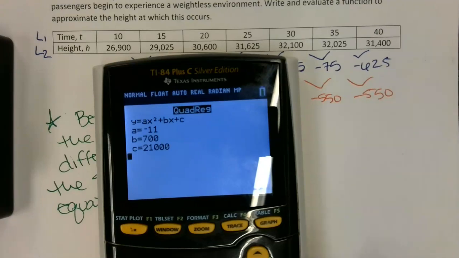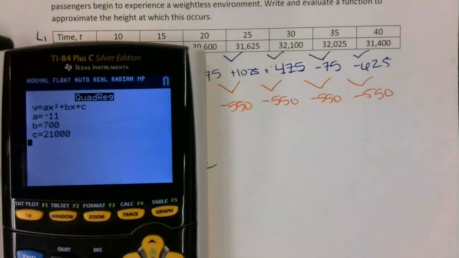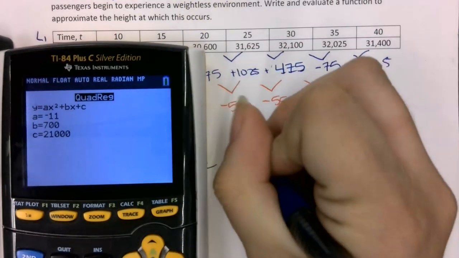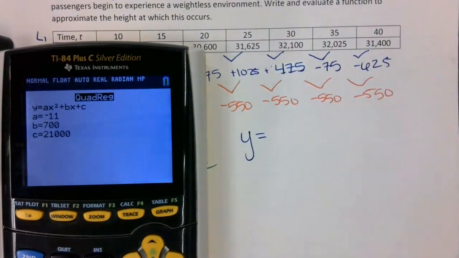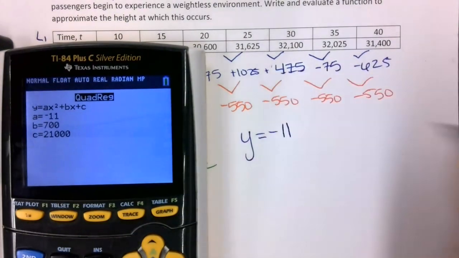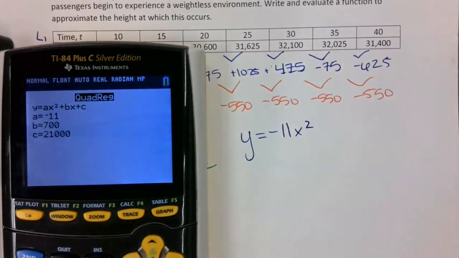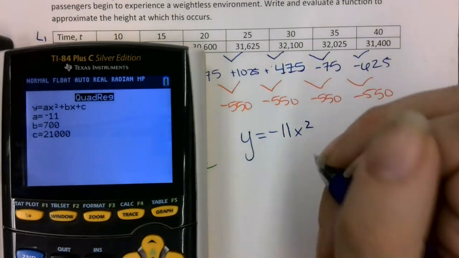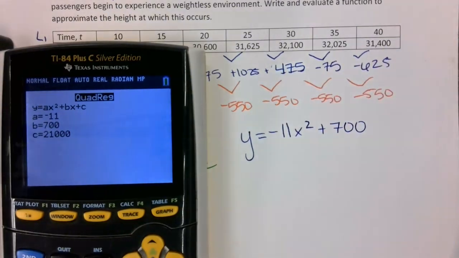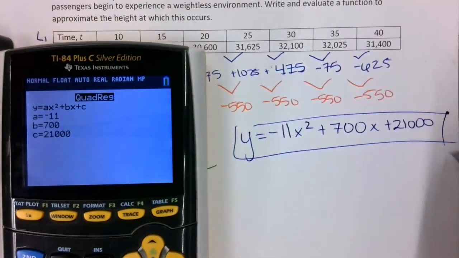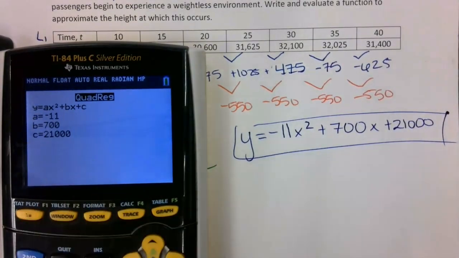Okay, so it gives me a bunch of numbers. What do I do with these? Plug it in, so tell me what to write. Y equals... okay, so that's my equation. Questions on how I got the equation from this screen?